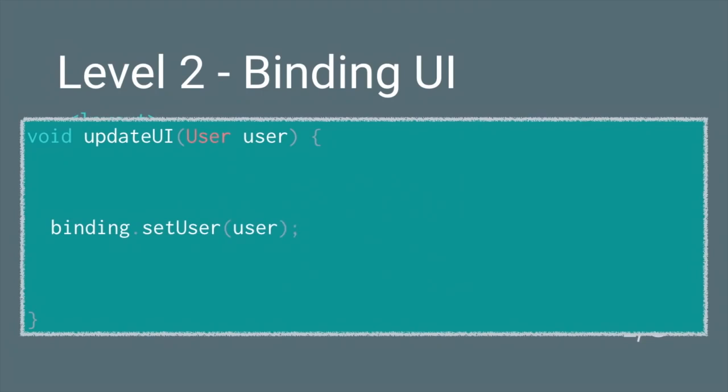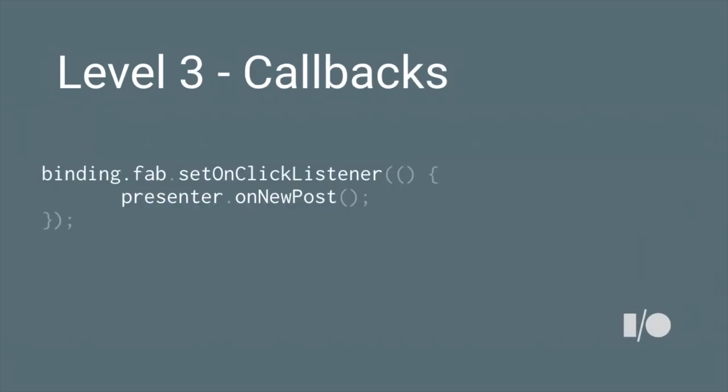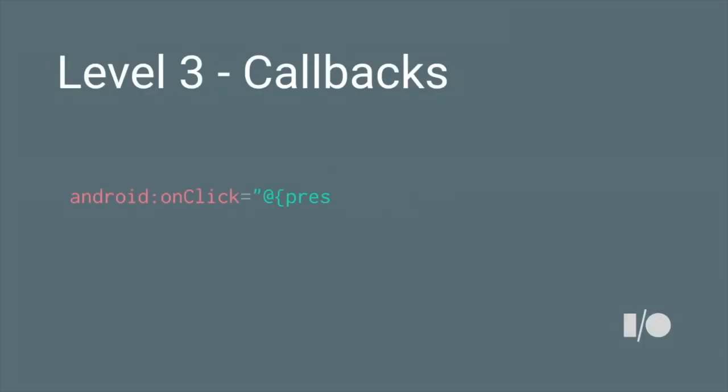All of this happens without any performance penalty. The third thing is callbacks. Now, it's always the case that you get the binding, you get the fab, and then set the click listener. This is also so unnecessary. Just declare the presenter. Just say, when this button is clicked, call this thing.